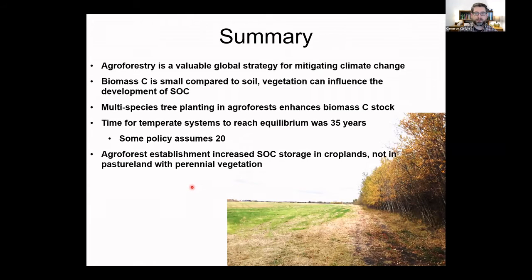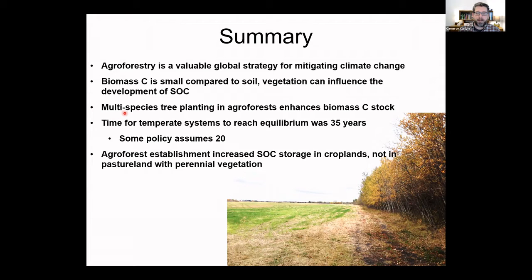Okay, and just to quickly re-summarize everything I just said. We see that agroforestry systems globally lead to increases in the amount of carbon being stored, so they're a good general strategy. Even though the amount of biomass carbon, the amount of carbon in the vegetation, is relatively small, it is important because it tends to lead to more carbon being stored in soils and increasing the overall amount of carbon stored in the system.